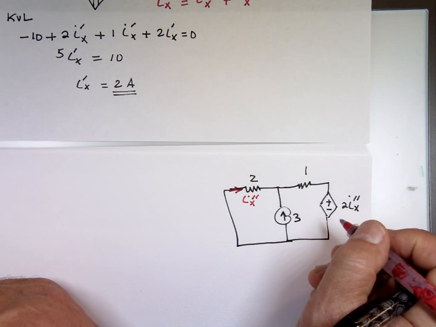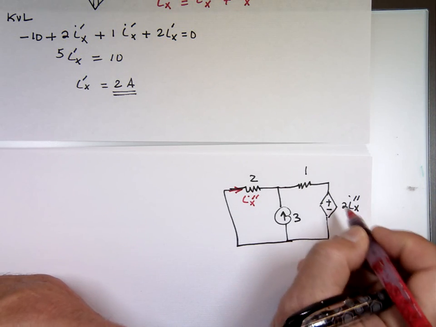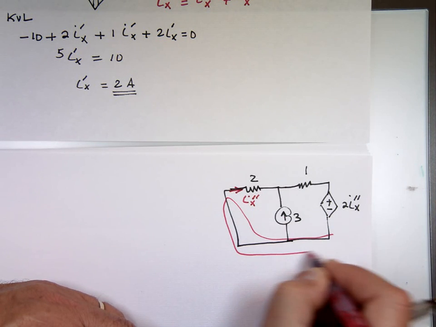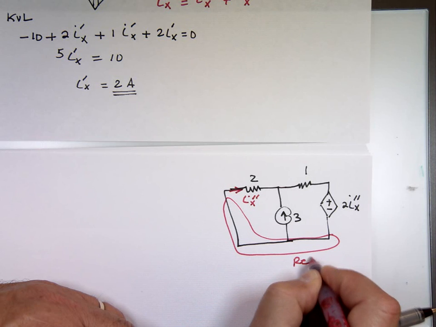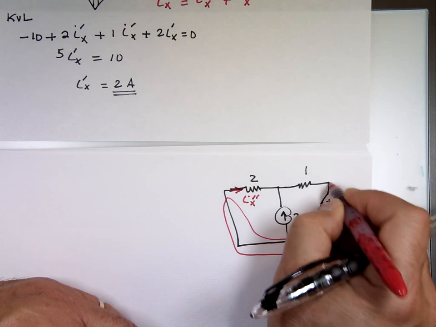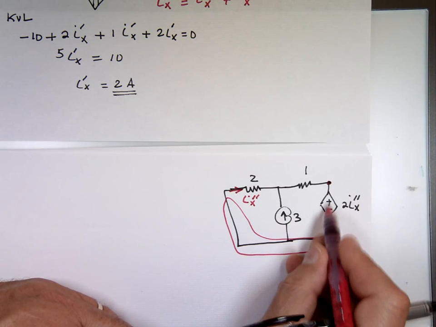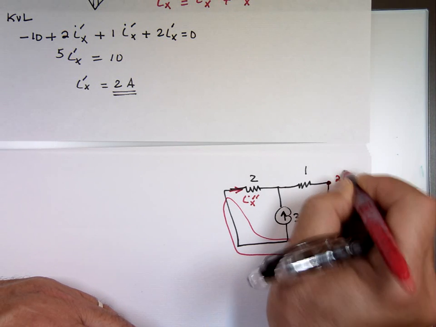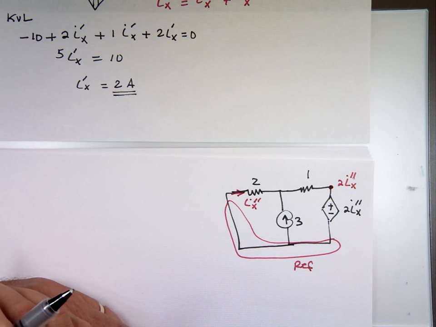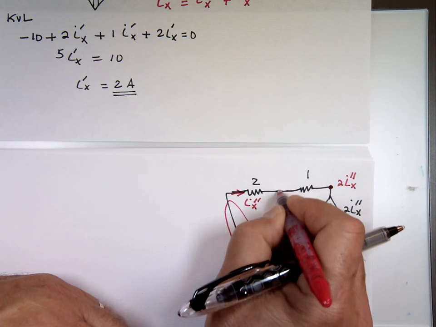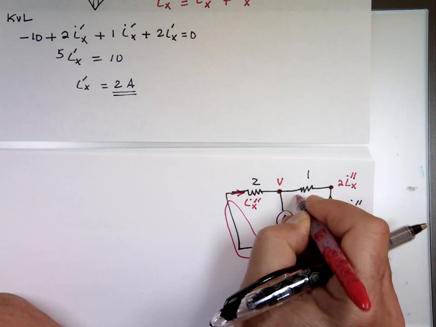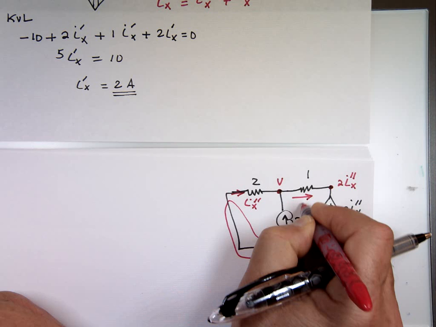So if you want to do KCL at this node, let's see what we know. This is your reference. This is a voltage source. See that voltage source? That tells you the value here is 2 times what? I sub x double bar. So the only value that you don't know is the voltage at this one, V. And let's assume this current's going that direction. We'll call it I sub T.